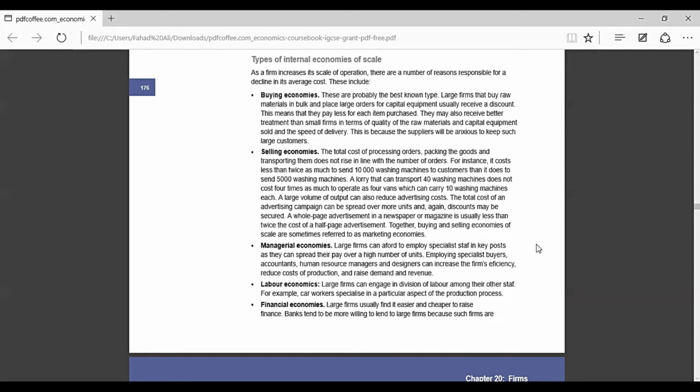These all economies of scale are related to the average cost. It could be average cost of sales, average cost of purchasing, average cost of marketing. Got it? No, sir, I'm not getting it.